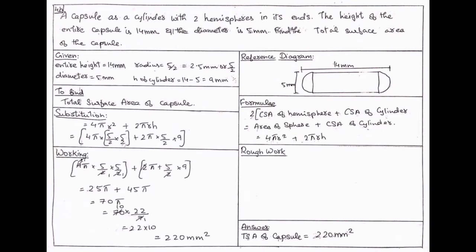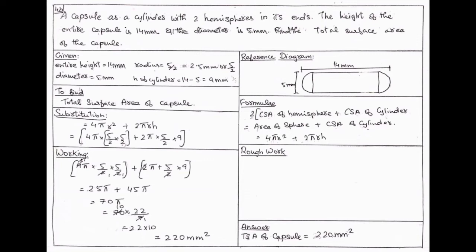The height of the entire capsule is 14 mm and the diameter is 5 mm. Find the total surface area of the capsule. They are given the entire height and diameter and radius. Radius, we've got to find it. And the height of the cylinder is 14 minus 2 into 2.5, which is 2 into radius. So we get 9 mm, and you can have the reference diagram.